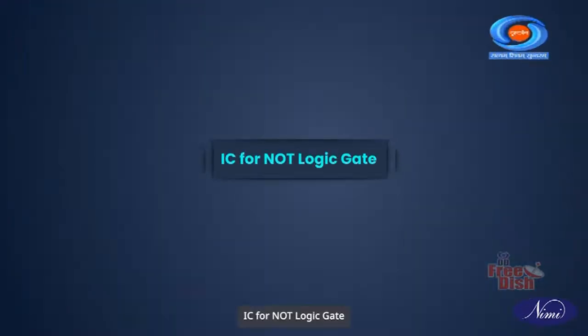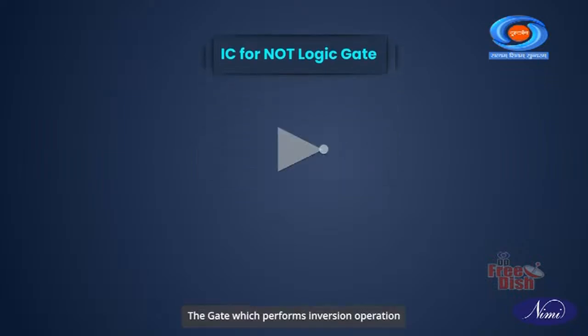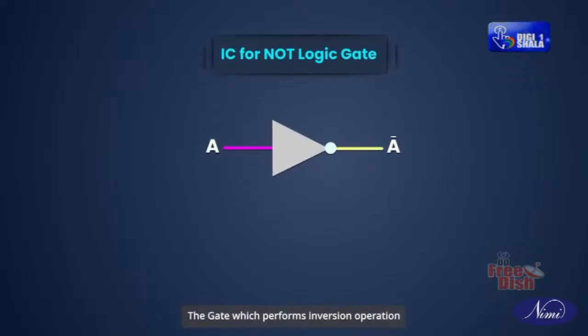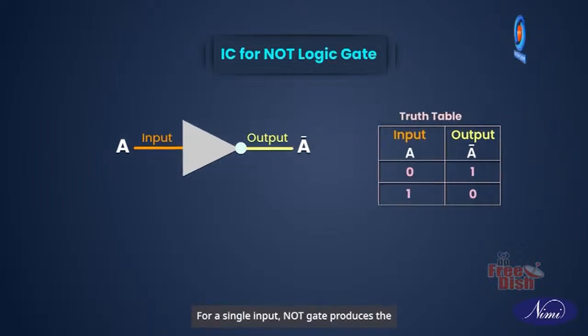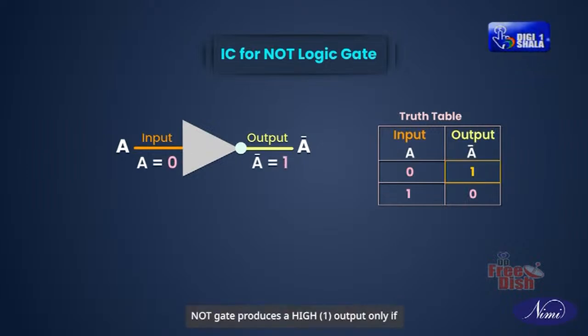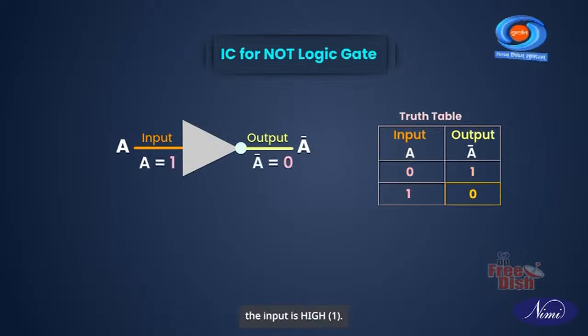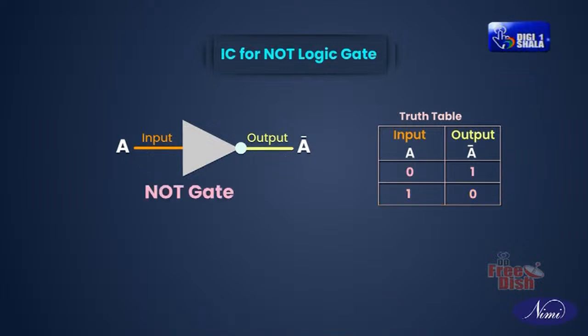IC for NOT logic gate. The gate which performs the inversion operation is called the NOT gate. For a single input, the NOT gate produces the output as a complement of the input. A NOT gate produces a high output only if the input is low and a low output if the input is high. It works similarly to the NOT logic operation. This is the symbol for the NOT logic gate.